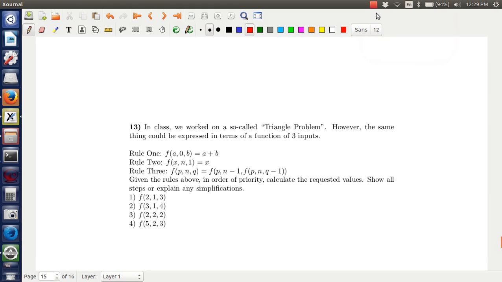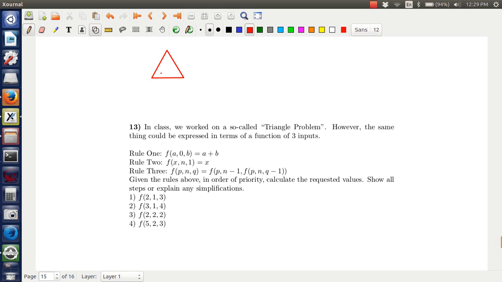So this is what in class we call the triangle problem. If you really want to look it up, it's Knuth's up arrow notation, if you want to Google that. But we don't need to worry about that. In class we called it the triangle problem, and for rule 1 we drew it like this.